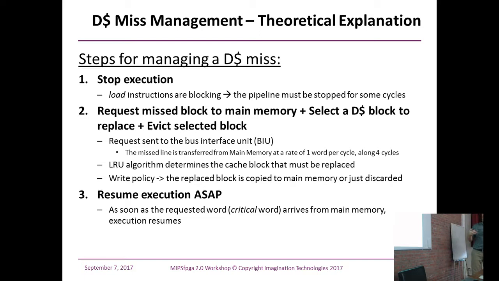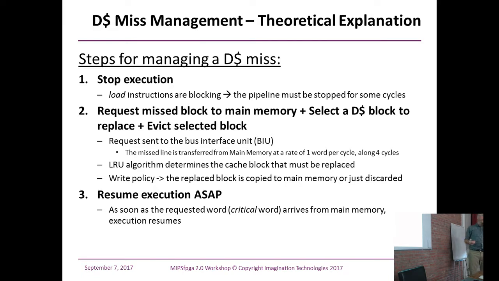When there is a miss, we have to do several things. First, we have to stall the pipeline. We have to stop execution because we need data, or an instruction in this case, that we don't have. We have to request it from memory. So we have to stop execution for some cycles, the miss penalty. We have to request the block from main memory, not only the instruction that we want, but also the whole block for exploiting spatial locality.